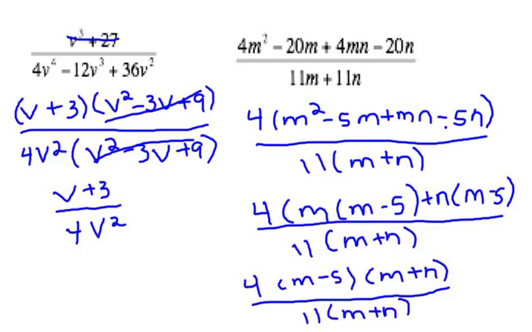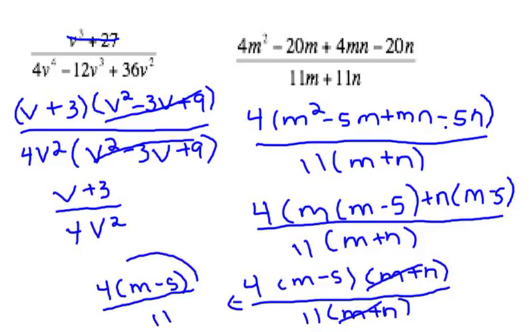And as you can see, these two divide out. I'm going to move this way since I'm out of space here. I'm left with 4 times the quantity m minus 5 all over 11, and that, whoops, is my final factored form there.